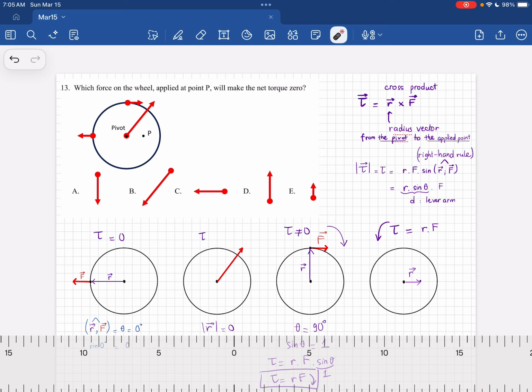Next, we need to have some force that can have the counterclockwise rotation effect, and it has to be applied here. So have a look at these. I could go with what?